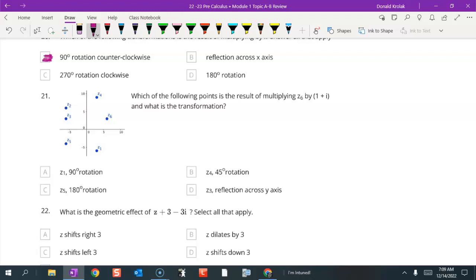Okay, which of the following is the result of multiplying by 1 plus i? All right, well, 1 plus i is going to dilate by its modulus. So its modulus is going to be 1 squared plus 1 squared, so it's going to dilate by root 2. And then its angle, its rotation or argument, is the arctan of b over a. Okay, b is 1 and a is 1.